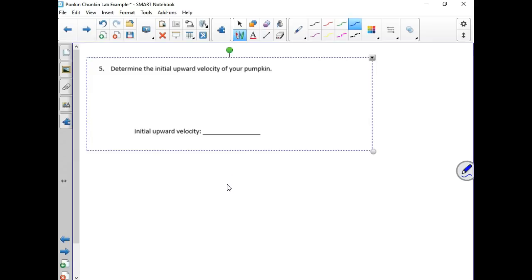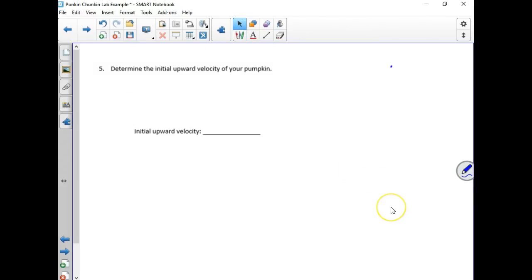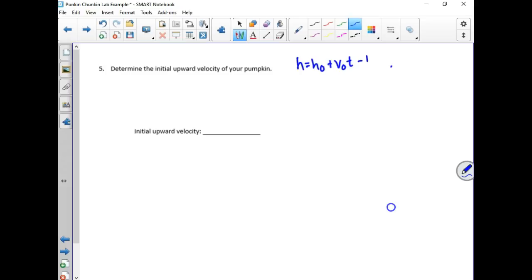Then, the first thing you're going to have to do is find your initial upward velocity. So we're starting from that formula that we've been using over and over: h equals h sub 0 plus v sub 0 t minus 16 t squared. And for mine, I know that it took 1.27 seconds to hit the ground, and that my initial height, my h sub 0, was 1.25 feet.